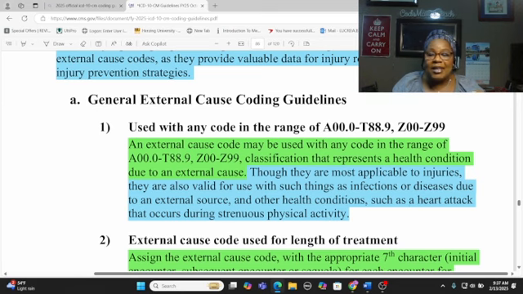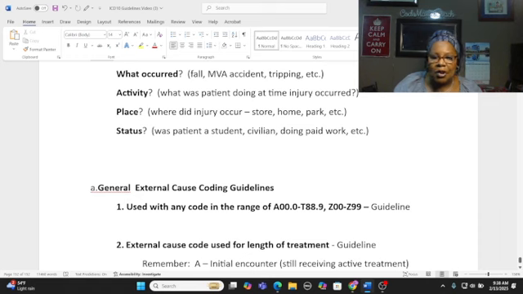You want to identify the fact that due to that strenuous physical activity, the patient went into a heart attack. Or it says due to infections or diseases due to an external source. If we're finding that it's in the water or it's in the power lines, these are external causes and we need to identify them. All right, let's see if anything else. Number 1, external cause, straight from the guidelines.